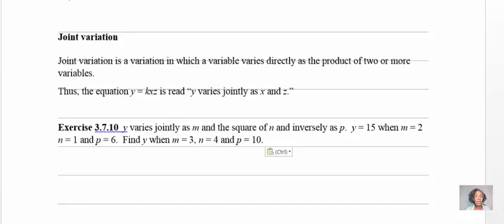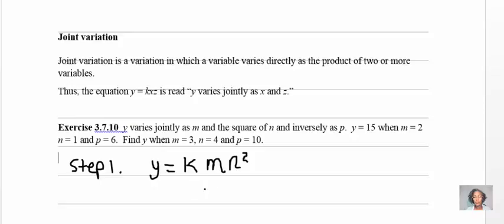In step 1, let's write our equation. Y varies jointly, so y equals k. It varies jointly as m and the square of n. So that means joint variation means I multiply the two givens together. So I'm going to multiply m times n squared.